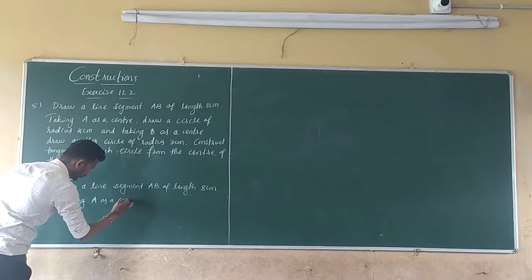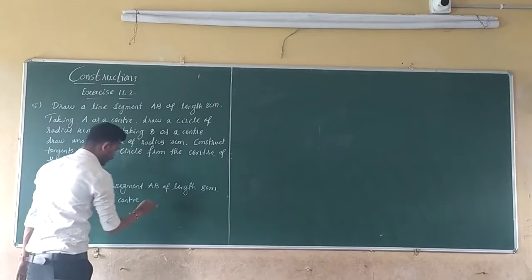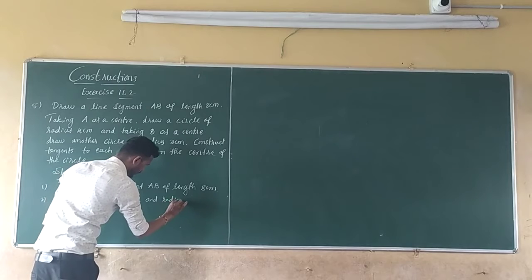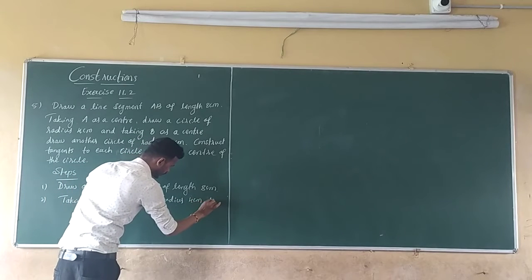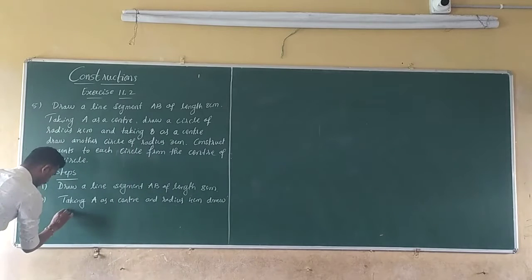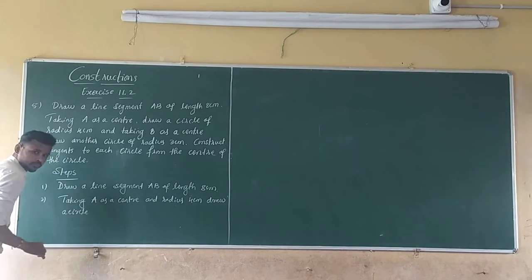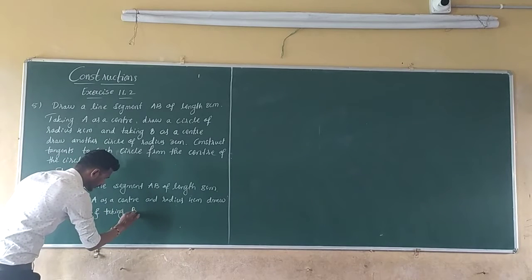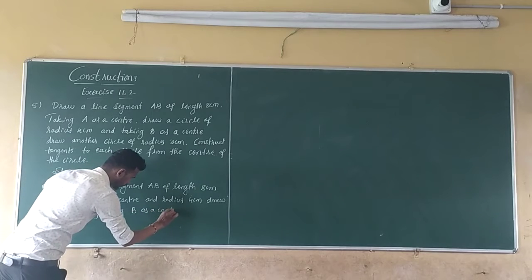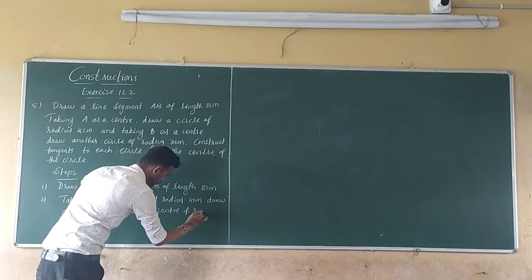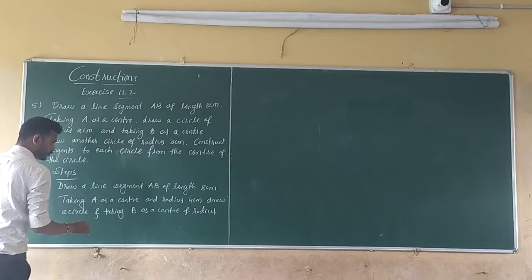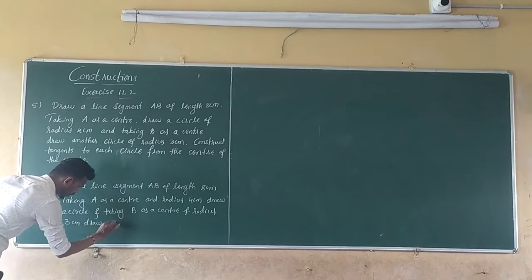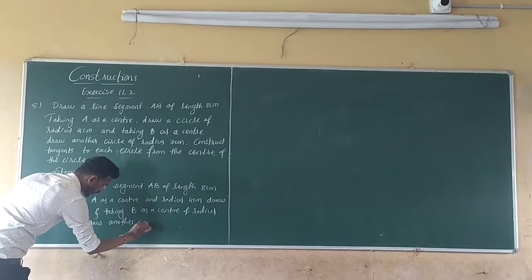A as a center and a radius 4 cm, draw a circle. And taking B as a center and radius 3 cm, draw another circle.